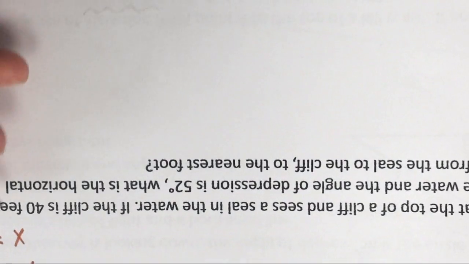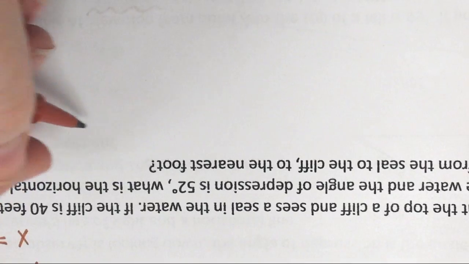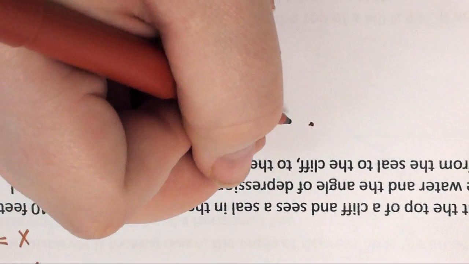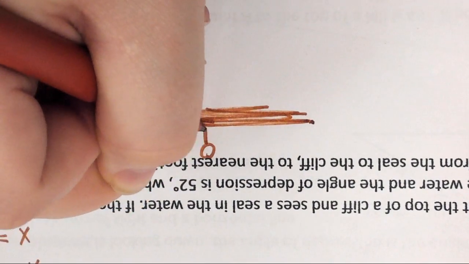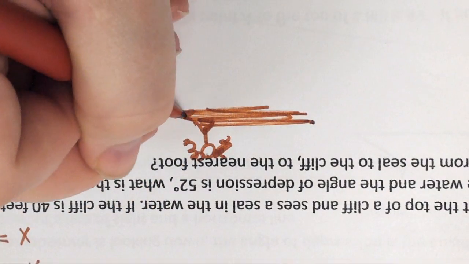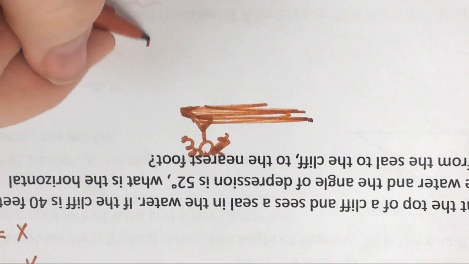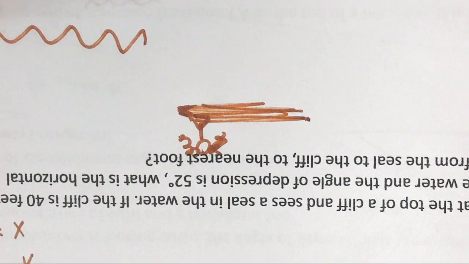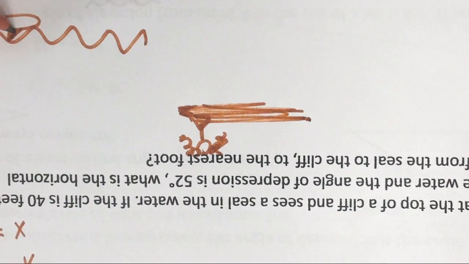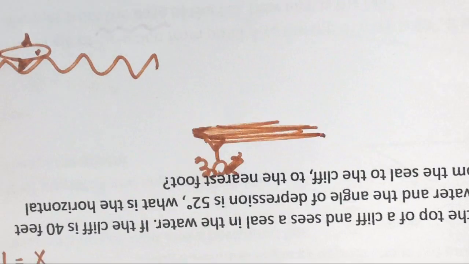Okay, here we go. Got to draw our own picture. Maria's at the top of a cliff and she sees a seal in the water. I'm not a good drawer. This is Maria. She has hair. Please, Maria, don't jump. She sees a seal. I don't know how to draw a seal, so I'm going to draw a shark.